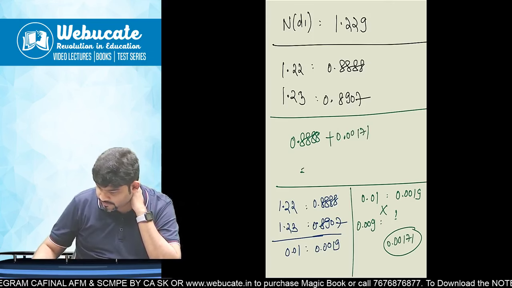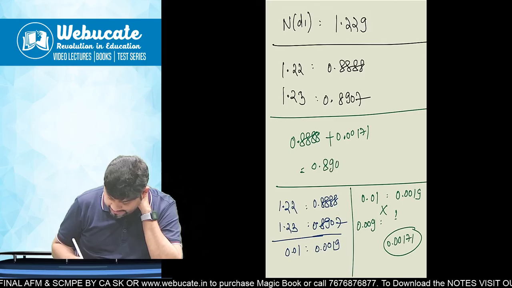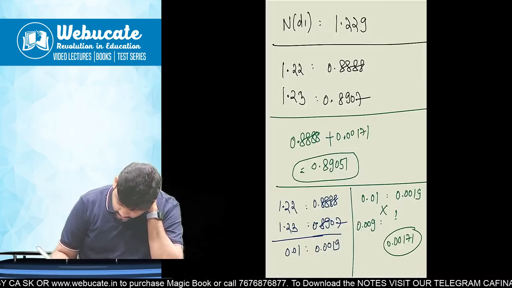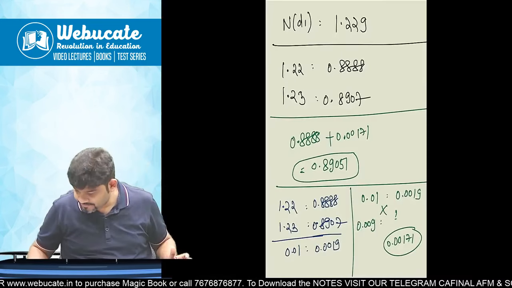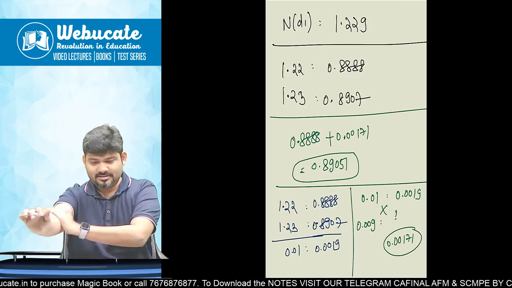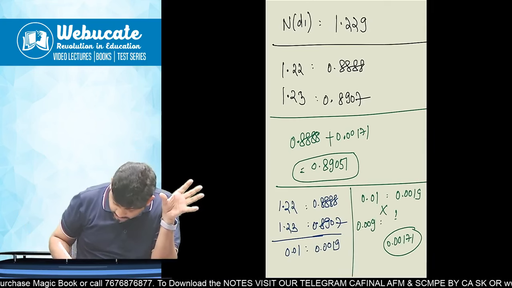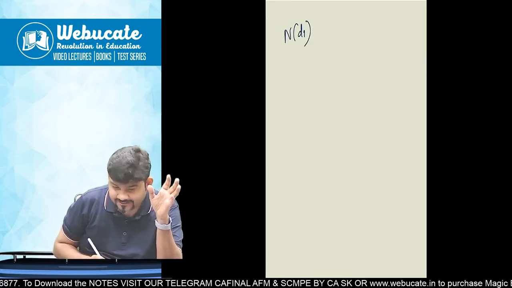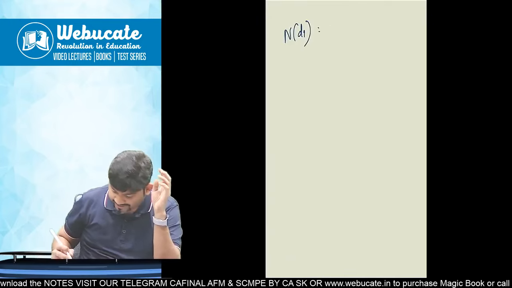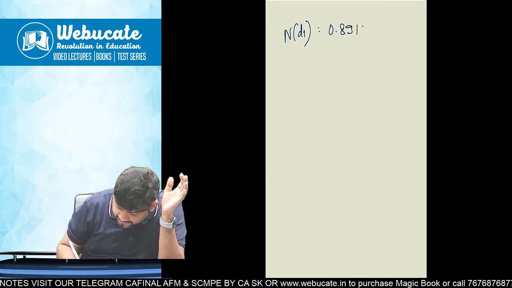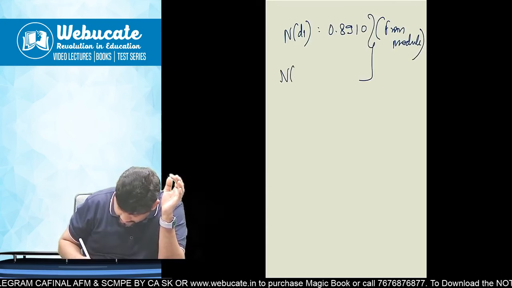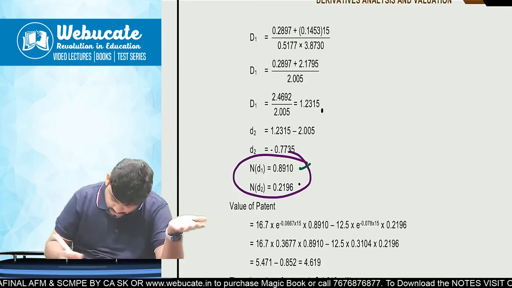Plus 0.8888. So it will be 0.89051. And how much is their answer? It is 0.8910. So, okay. They've just rounded off things. So that's absolutely okay. So this we have solved, and the other I'm taking directly from the question. So N(D1), we have solved it, and it comes to 0.89051. Directly we will take from module. And N(D2) also we will take from module, 0.2196.